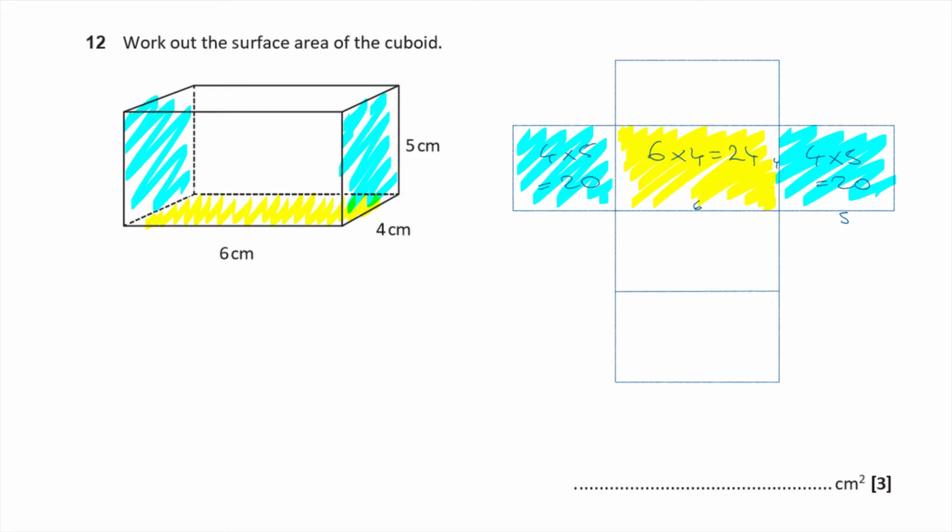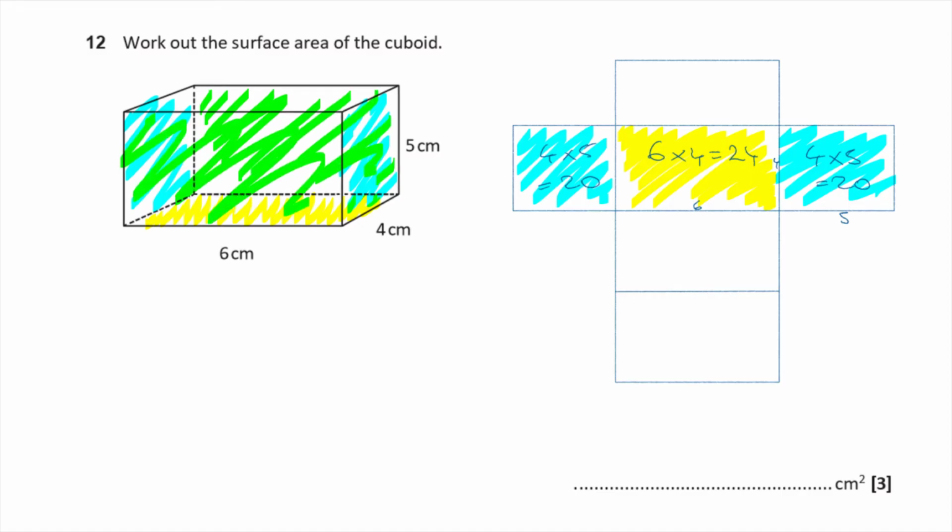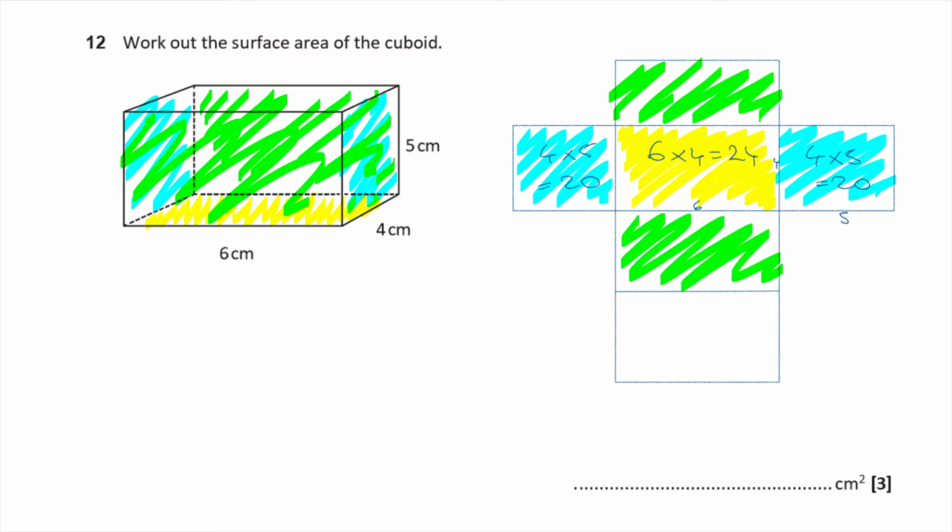Okay. Then I've got the front and the back face. So the back face is that face there, look. And it's also going to be this face here. So those two are going to be the front and the back face. And the front and the back face are 6 times 5, aren't they? 6 times 5, which is 30, and that one is 6 times 5, which is 30.